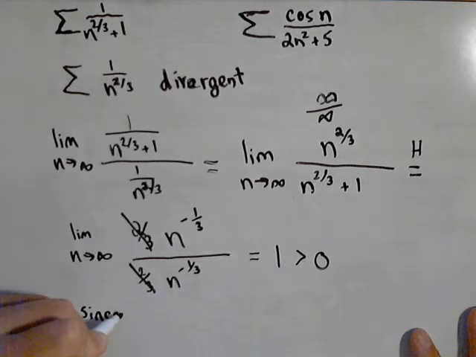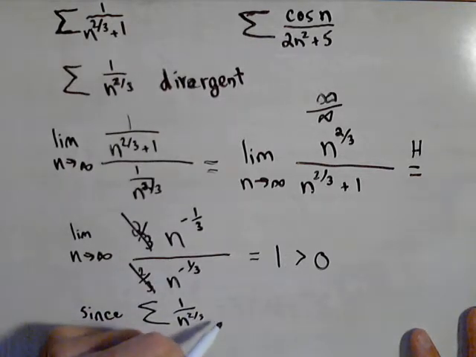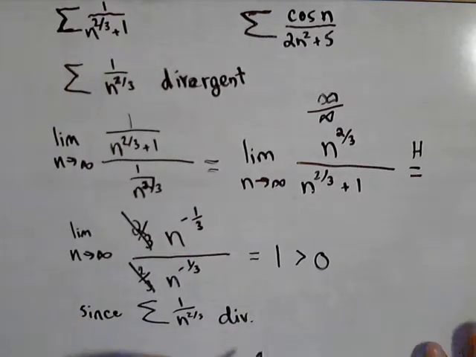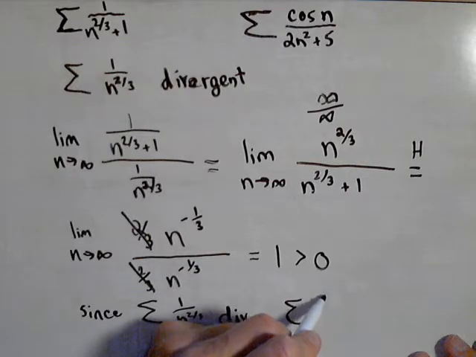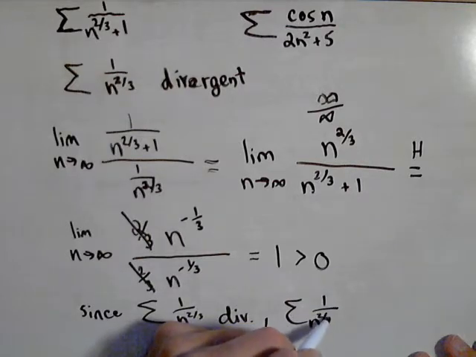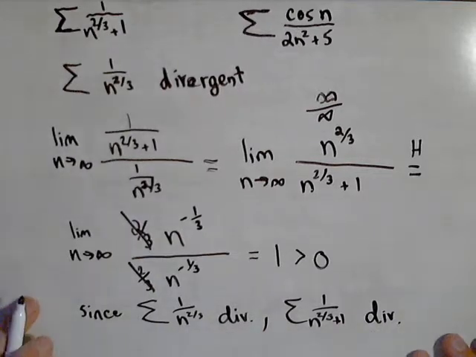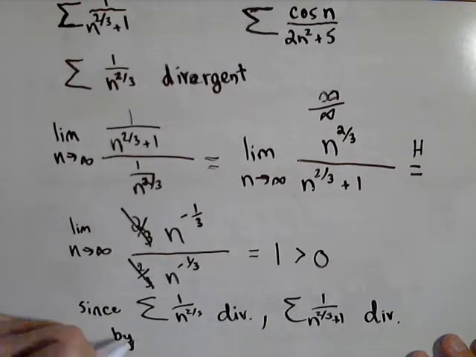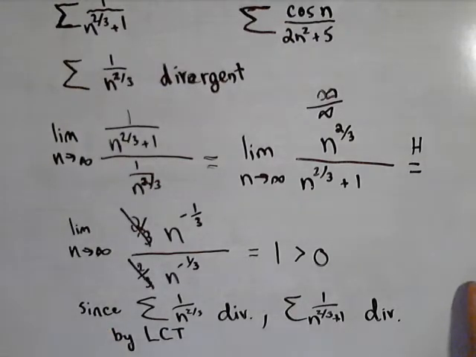So we could say since 1 over n^(2/3) diverges, then 1 over n^(2/3) plus 1 diverges by, and you'll notice I use a lot of abbreviations when I do these, limit comparison test. So that's how the limit comparison test is used.